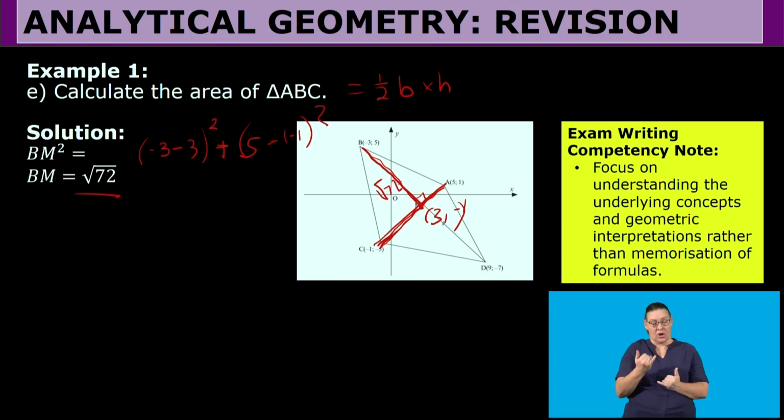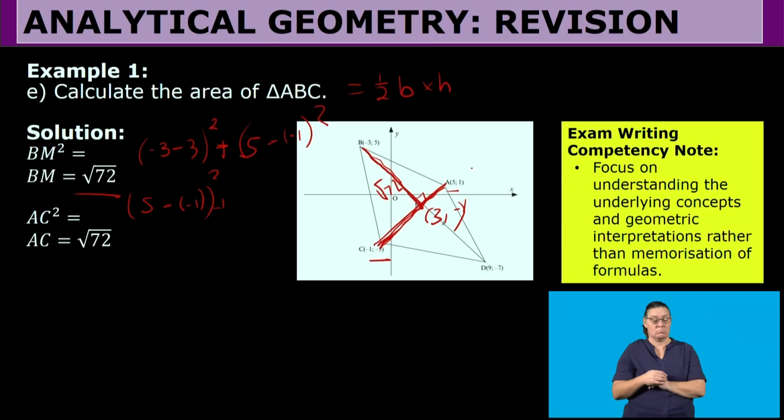Okay, we now need to work out the length of AC. Again, we use the distance formula using the coordinates of A is 5 and 1 and C is -1 and -5. So we'll get 5 minus 1 squared plus 1 minus 5 squared. So we end up with 6 squared plus 6 squared, which is 36 plus 36, which is 72. So therefore AC will be equal to the square root of 72.